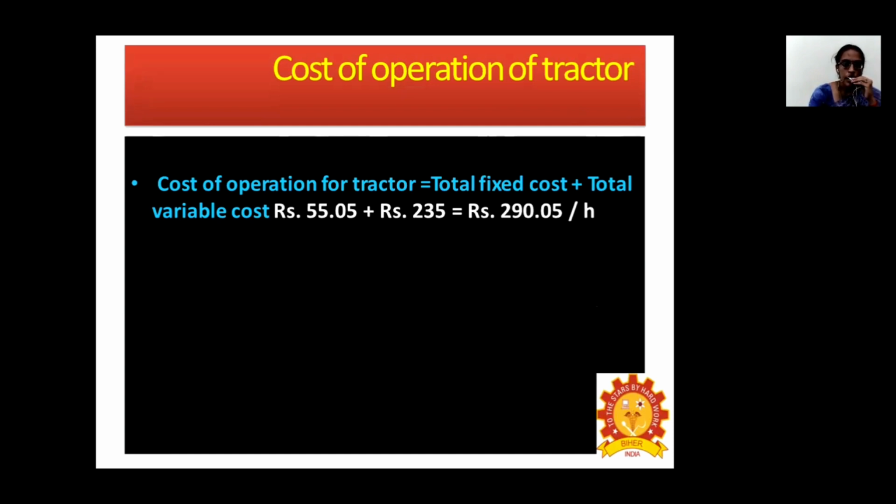So for operating a 35 HP tractor, the normal cost of operation per hour will be around rupees 290. So this is how we can calculate the cost of operation for the tractor which will be attached to the 11-tyne cultivator.